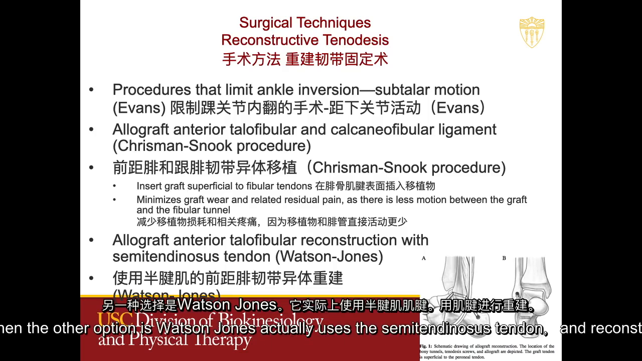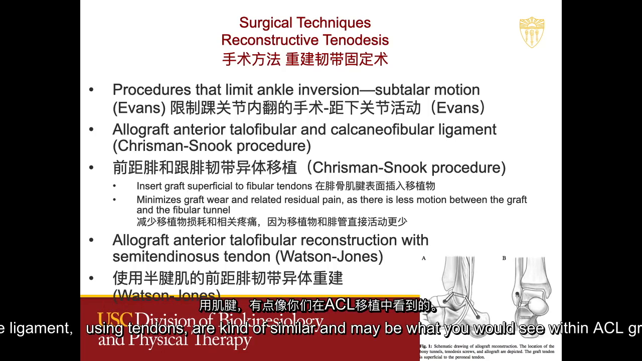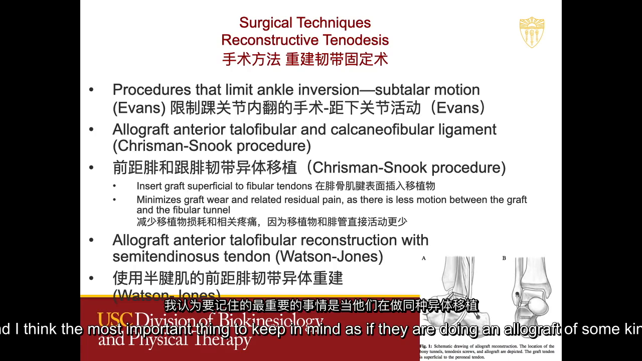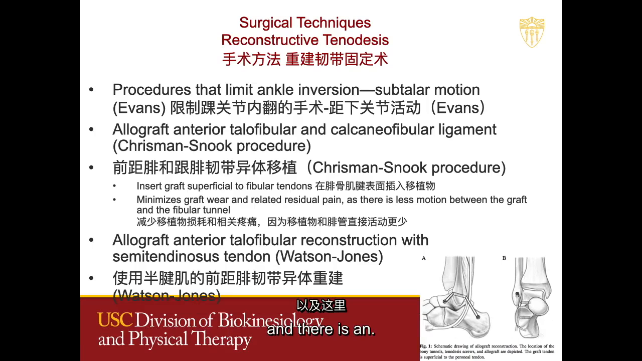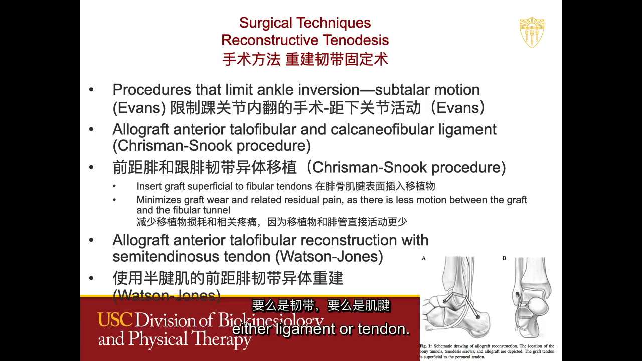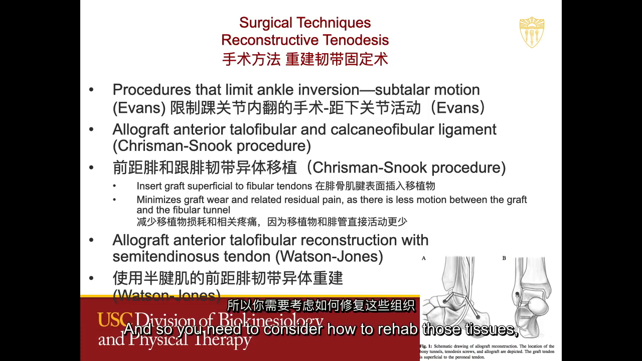And then the other option, this Watson-Jones, actually uses the semitendinosus tendon and reconstructs the ligament using a tendon. So kind of similar to maybe what you would see with an ACL graft. So those are kind of different options that you may see. And I think the most important thing to keep in mind is if they are doing an allograft of some kind, then there is tissue that has been taken from somewhere else in the body, either ligament or tendon. And so you need to consider how you rehab those tissues as well as the area that's had the surgery.